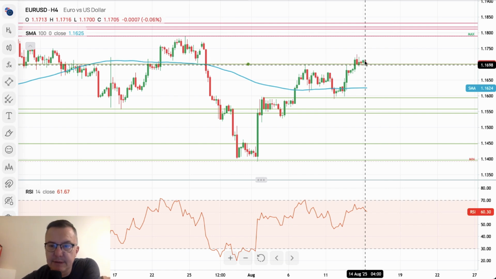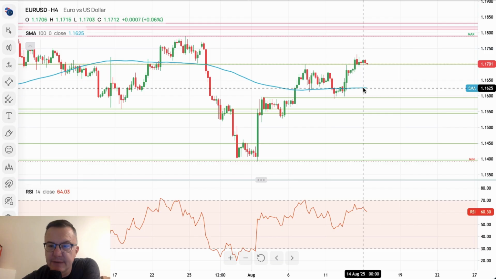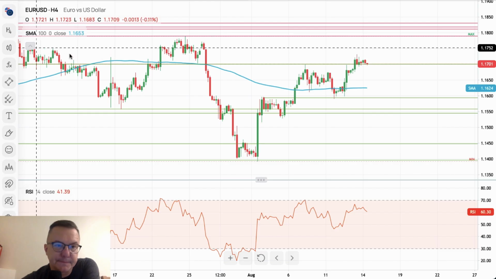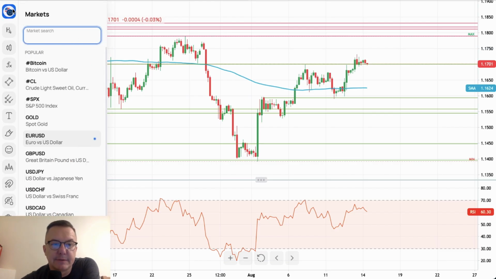In case of a pullback, we might test the 100 pips moving average or the technical support at 1.1591. So that's about the euro dollar.